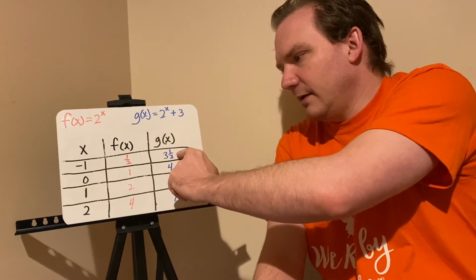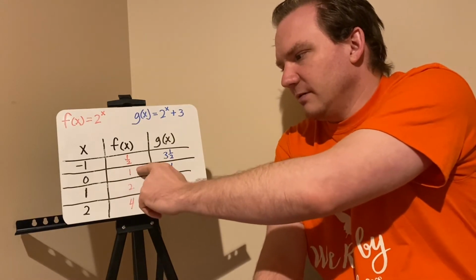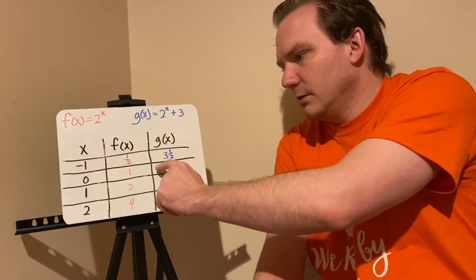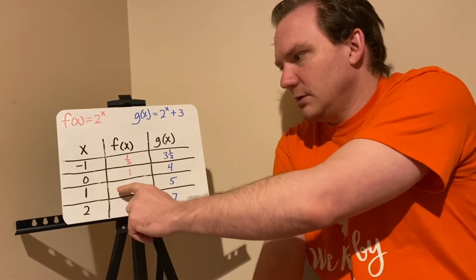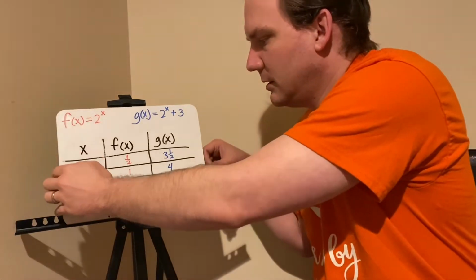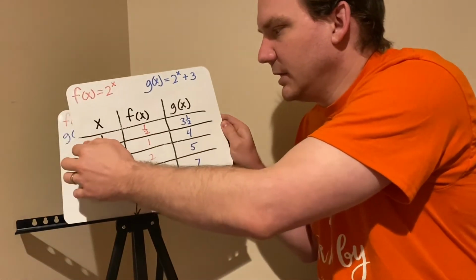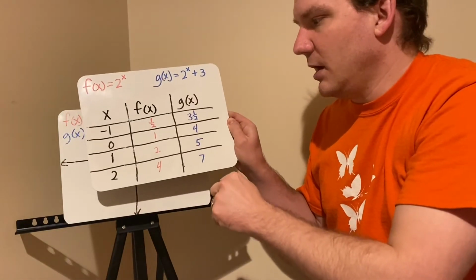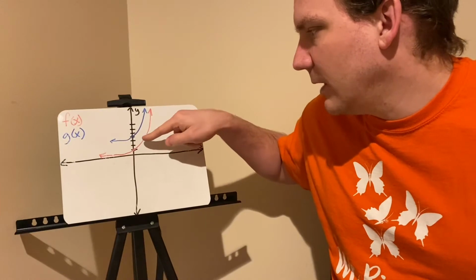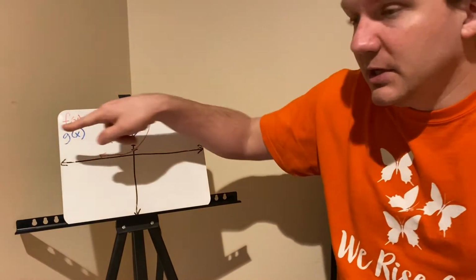So it's 3 1/2. If x is 0, f of x is 1, g of x would be 1 plus 3, so it would be 4. If x is 1, f of x is 2, g of x is 5. So in this case, you're actually never going to get a g of x value of 1. And if you graph them, you can see that our horizontal asymptote is right at 3.